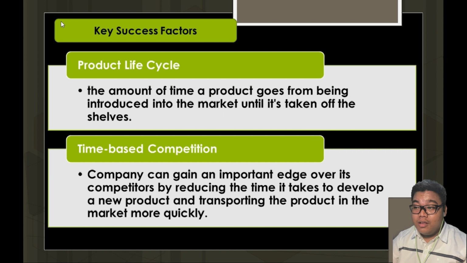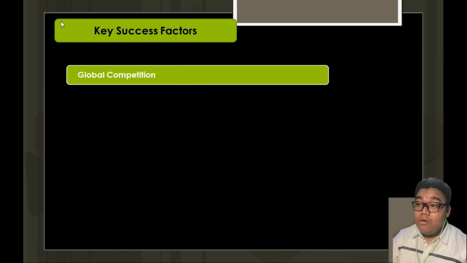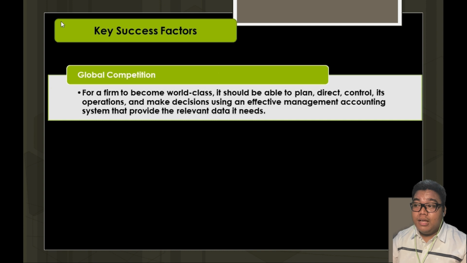Time-based competition. So this is what I was mentioning just now. Global competition. So in here, a firm should be able to cope with the demands of international markets because ultimately, global competition is also localized. That's why we have a term that they coined, glocal, because global is now local.